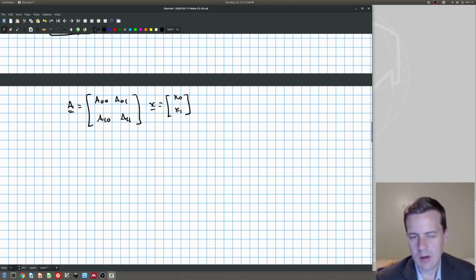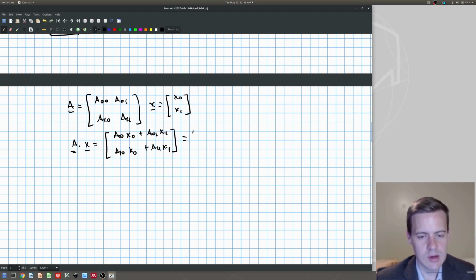Now, what happens when I do A dot x? Let's look at that. A dot x is going to be equal to, let's do out our product, a00 multiplied by x0 plus a01 times x1. That's the first one. Now I come down to the next one. I have a10 multiplied by x0 plus a11 times x1.